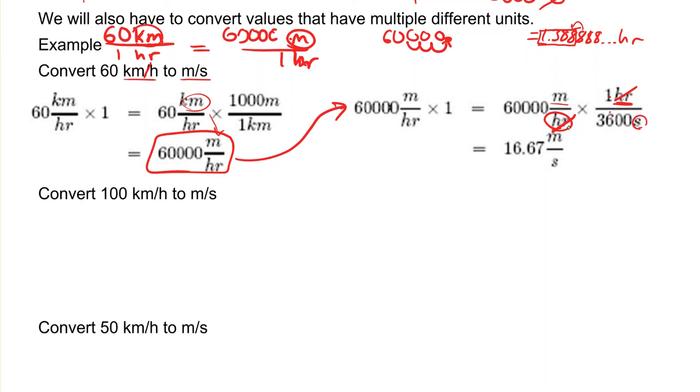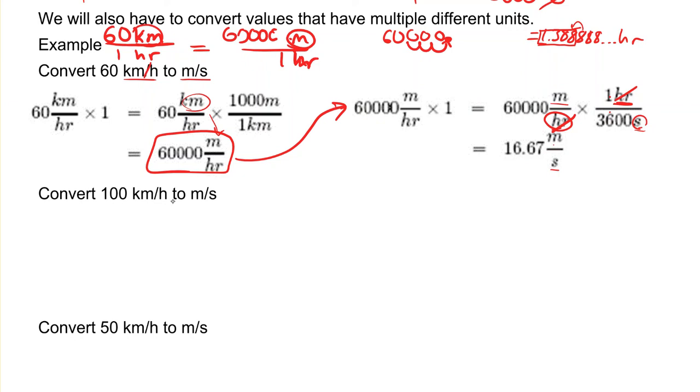And on the bottom, nothing and seconds, so meters per second. And then we take our numbers, 60,000 times 1 is 60,000, divided by 3,600 is 16.666666, but they're rounding to 2 decimal places. Okay, let's try this, but let's actually try it on our own.